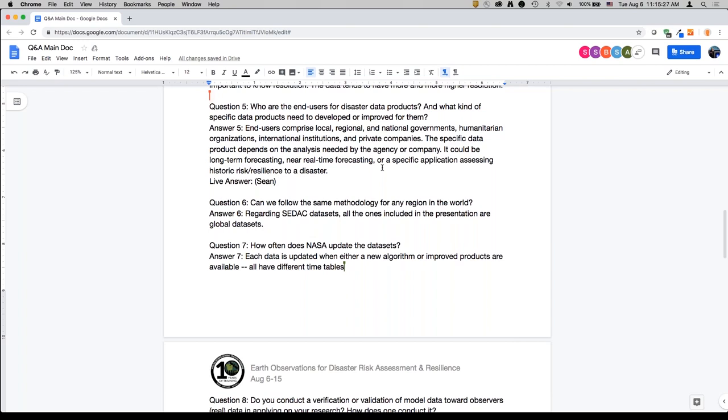The answer is, end users actually comprise quite a diverse group of people, from local, regional, and national governments to humanitarian organizations like Doctors Without Borders, Médecins Sans Frontières, or the Red Cross, Red Crescent. There are also international institutions such as the World Bank or United Nations bodies, as well as private companies. For private companies, for example, a lot of reinsurance companies use these spatial data sets to assess risk in areas for agriculture or other disasters that might impact economic productivity. So really the specific data product depends on the analysis needed by that private company or public entity. It could be used for long-term forecasting, maybe climate change-related, or near real-time forecasting. So it could be a hazard or an impending disaster, such as a hurricane or a flood, or any specific application assessing historic risk and resilience to a specific disaster.